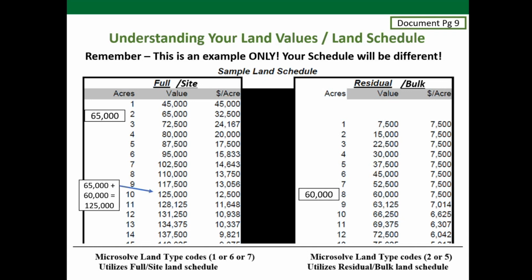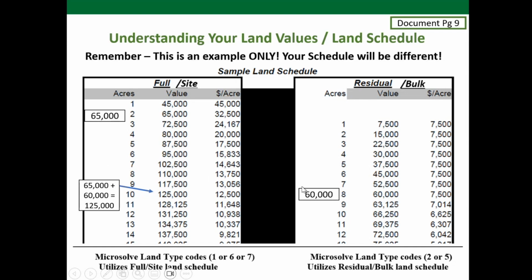And we just had some fly-ins come up on the screen to illustrate that the left-hand side of your screen is showing a full schedule that includes the value of a site. So if you have a 10-acre parcel and you wanted the entire 10 acres to be the same grade, then you can utilize the chart on the left. It's going to give you your first 2 acres at 65,000.